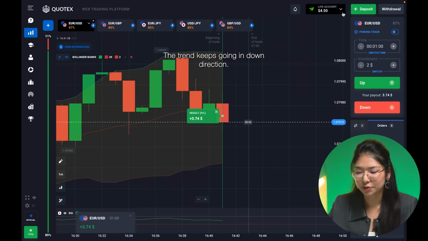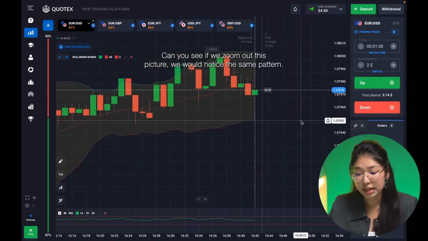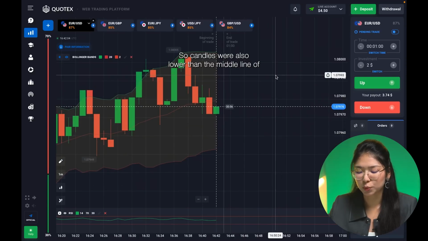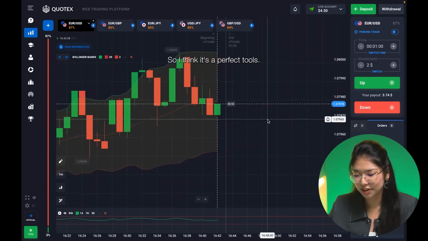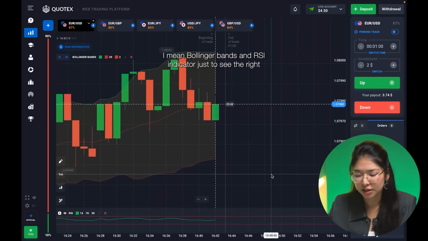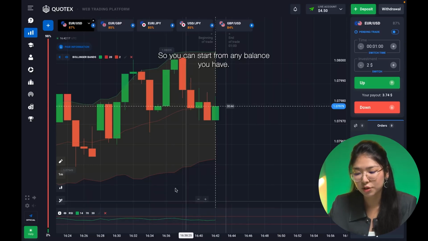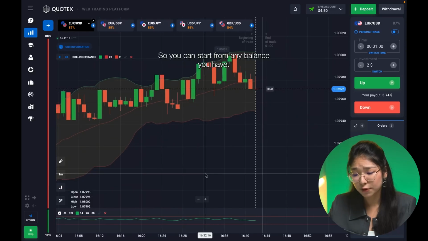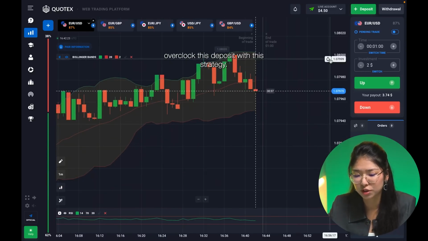So the trend keeps going in a down direction. Can you see that with a zoom out of this picture, we would notice the same pattern? The candles roll along the middle line of the Bollinger Bands corridor, and the same situation is happening over there. And I think it's a perfect tool, I mean Bollinger Bands and RSI indicators, to see the right signal, especially if you have a small deposit. And you can start from any balance you have. For example, today I started just from $1.